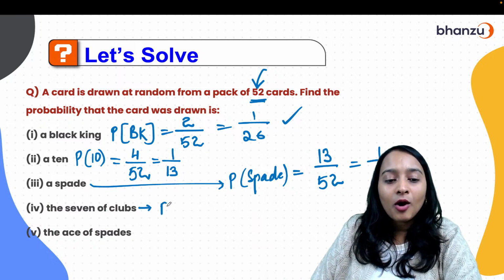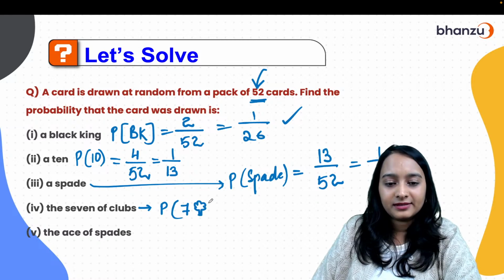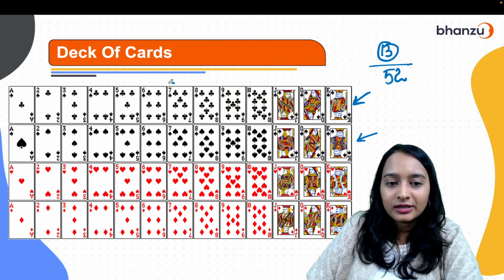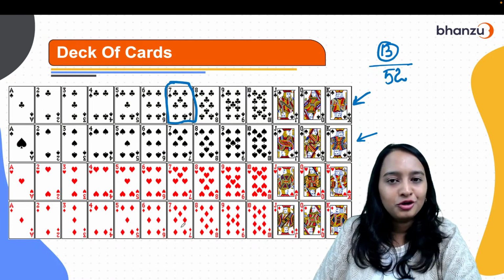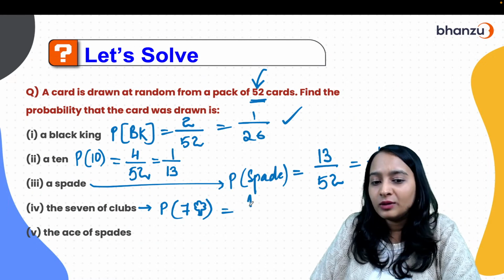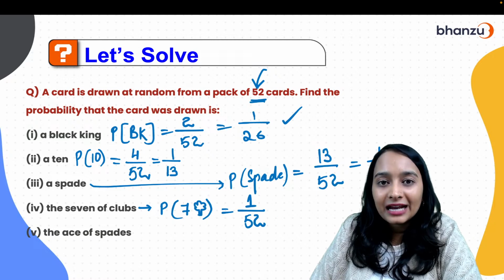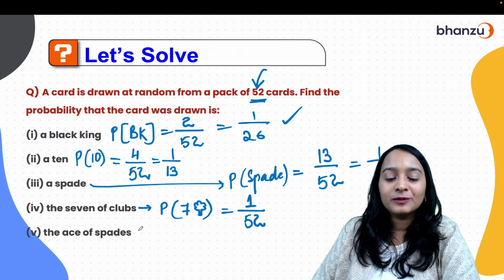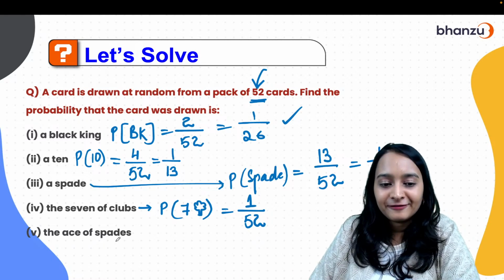Now, what is the probability of getting 7 of clubs? What is clubs? This one is clubs. 7 of clubs you can see here. Is there anywhere else you can see 7 of clubs? No. So, what are the different possible outcomes of getting 7 of clubs? There's only one possible outcome out of the total of 52 cards that we have. So, the possibility is only 1 out of 52. So, the probability of getting 7 of clubs is 1 by 52.